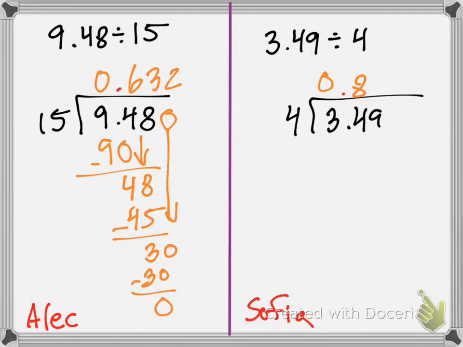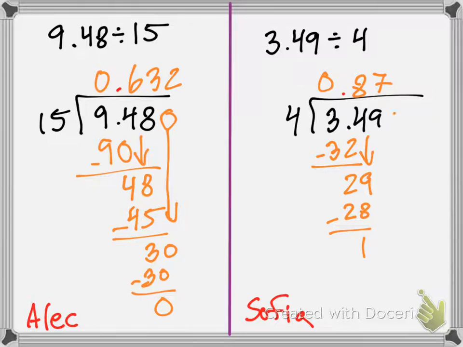Perfect. 8 times. That's 32. I subtract, I get 2. I bring down my 9. How many times does 4 go into 29? 7 times. That's 28. I get a 1. What do I have to do now?